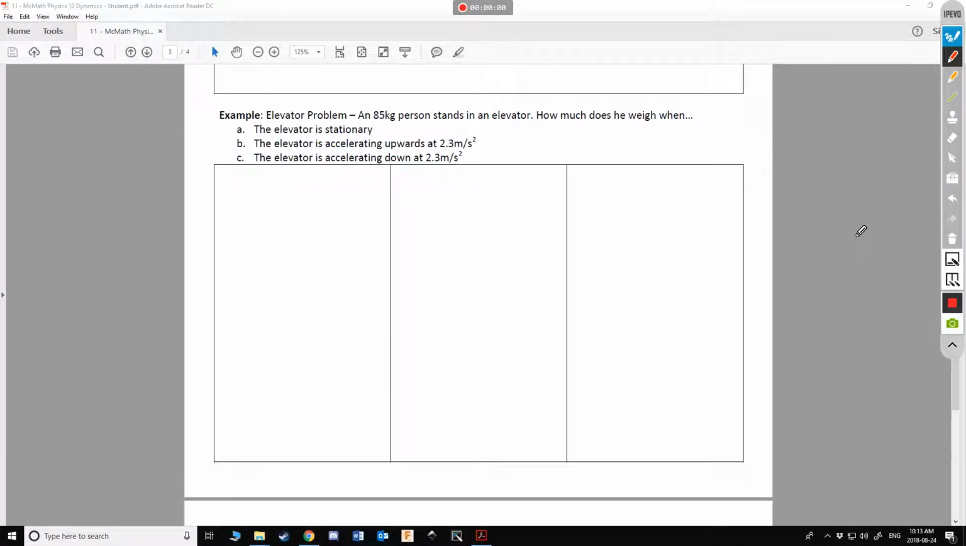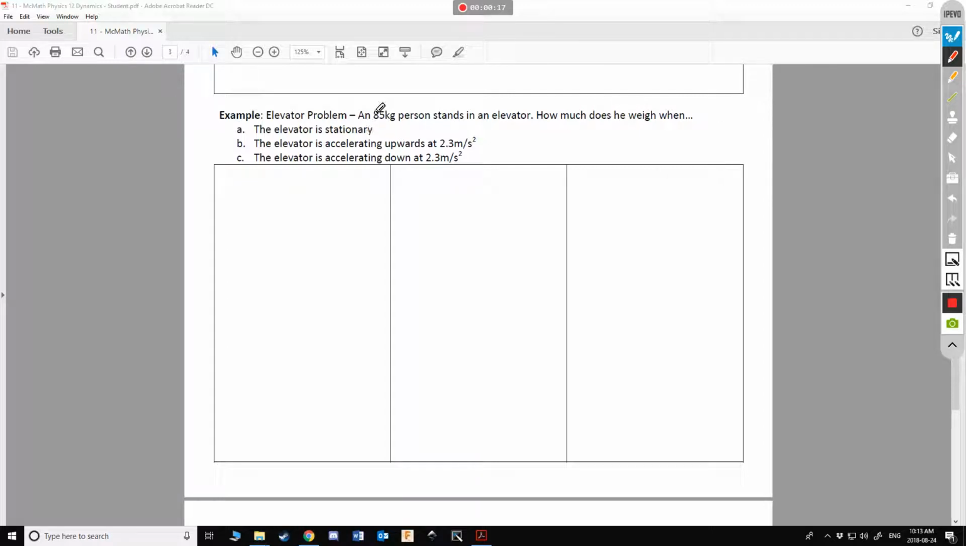Okay, so our last question today is we're going to look at the elevator problem. This is a very good one because it makes sure that we understand how net force works in free body diagrams. Some of you may have done this in grade 11, but if not, follow along. So this question is saying how much does the person weigh?